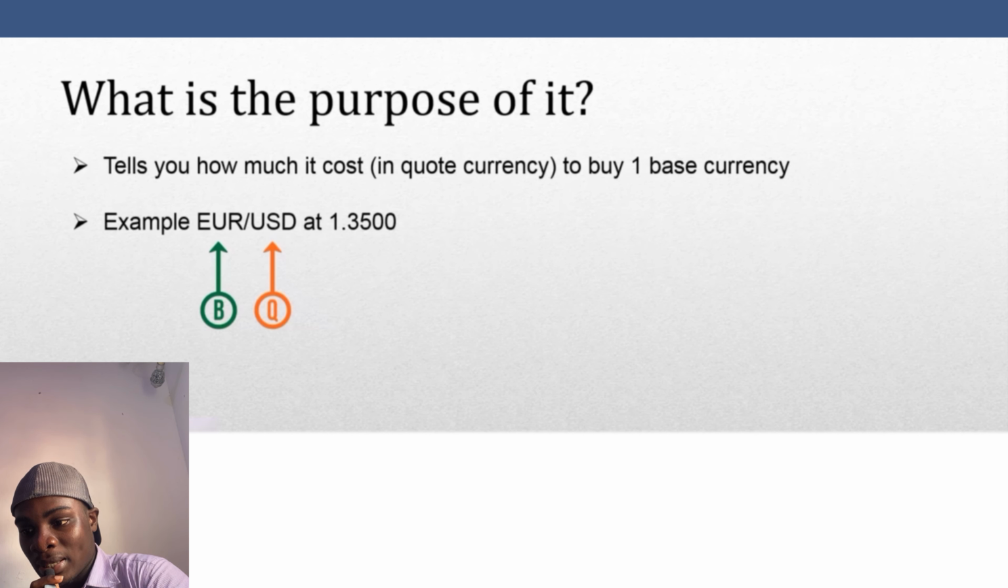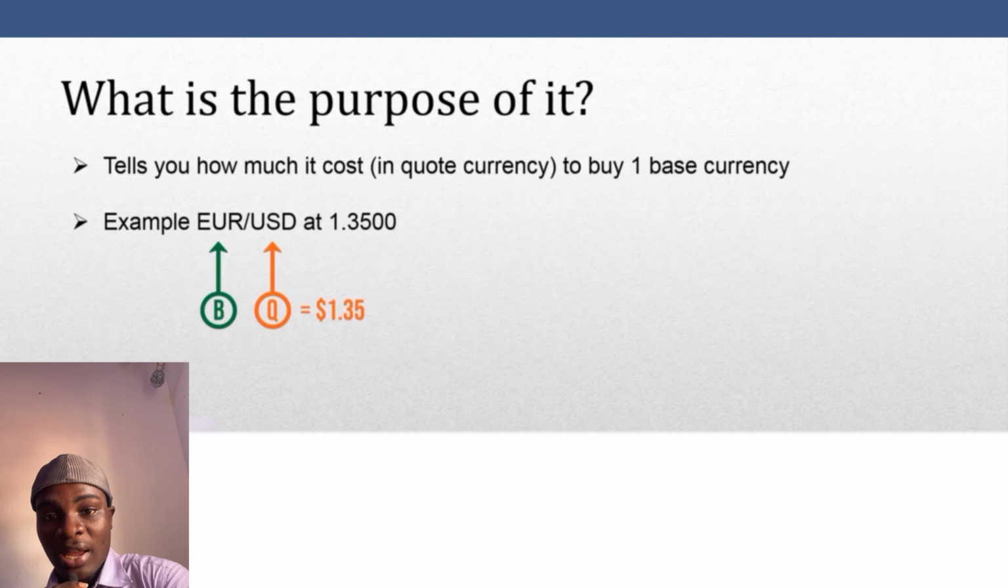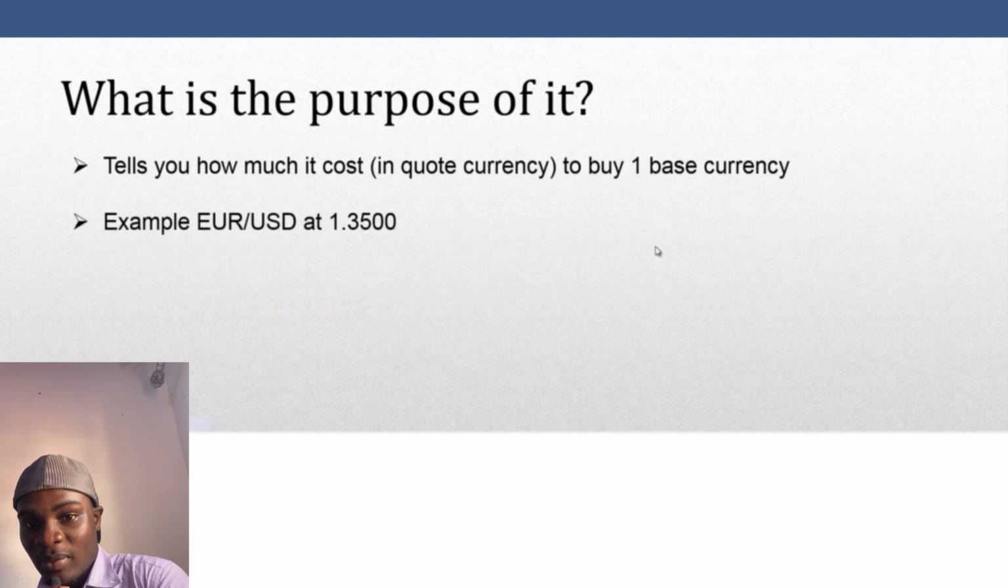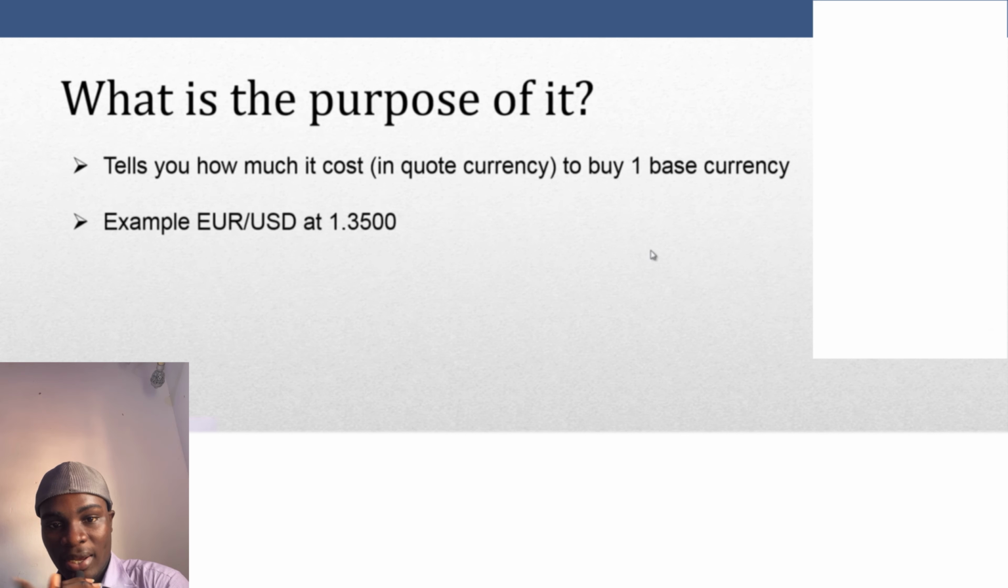In essence, what it tells you is this: for 1 euro, it will cost you $1.35 USD. So let's say you go to a money changer. Hey, I want to buy 1 euro, and the guy will be like, yeah, sure, give me $1.35 USD, and I'll give you 1 euro. That shows you how much it costs you in one currency to buy the other. I think it is self-explanatory. If you don't understand, just rewind and come back again to understand.